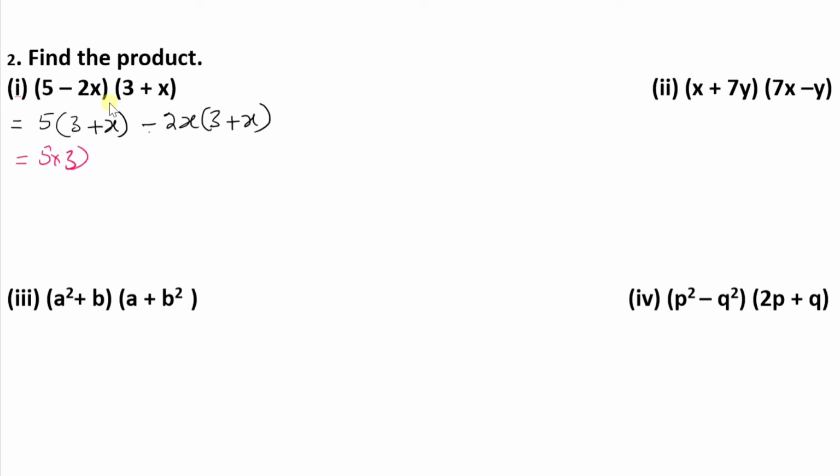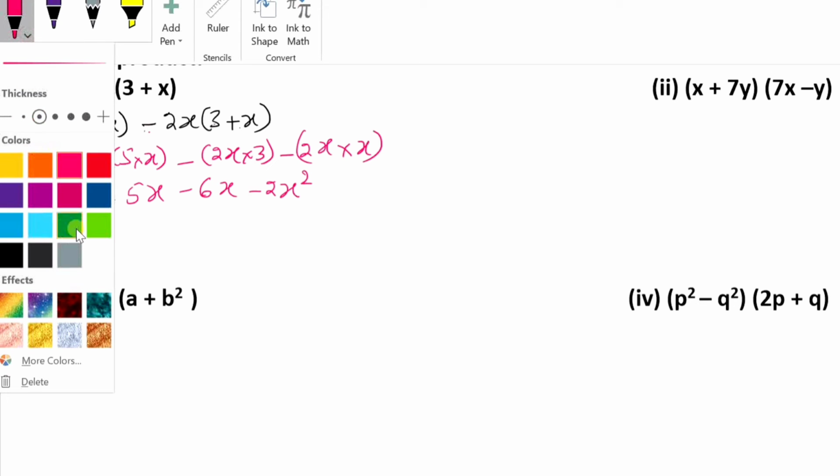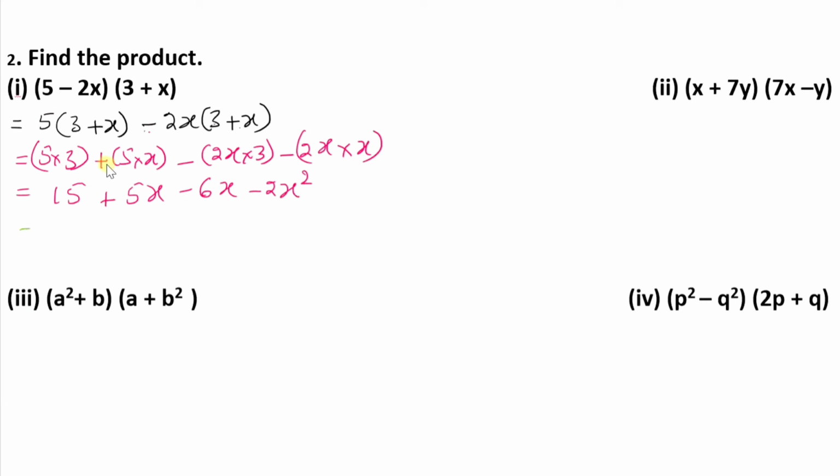5 into 3 plus 5 into x, minus 2x into 3, minus 2x into x. 5 3s are 15, plus 5 into x is 5x, minus 2 3s are 6x, minus 2x square. Now you can add the like terms. 15 you can write as it is.